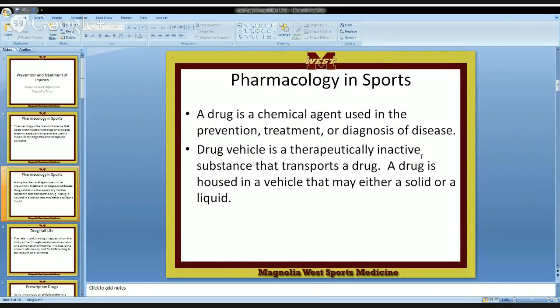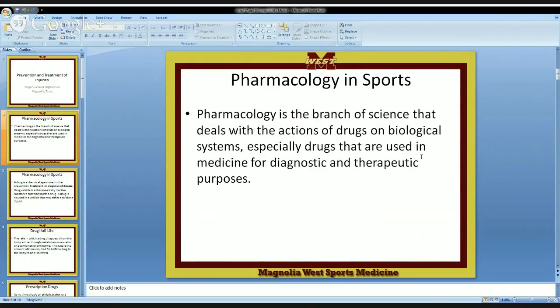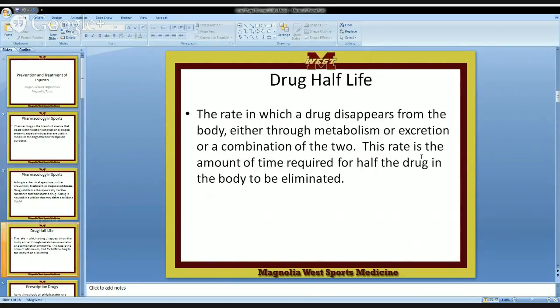What's the drug itself? Well, it's a chemical agent used in prevention, treatment, or diagnosis. Pharmacology. Drug half-life.